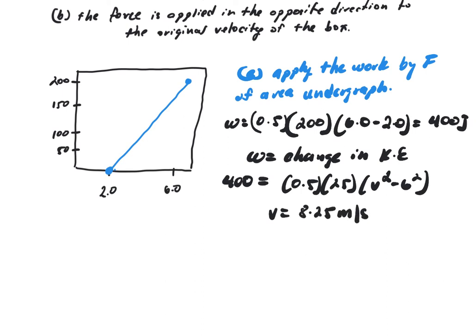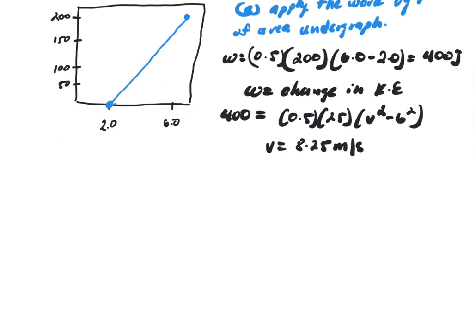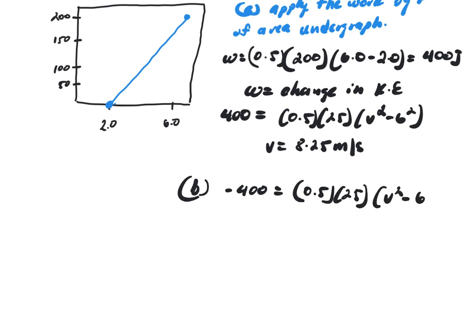For part B, it's going to be negative 400 equals 0.5 times 25 times (V squared minus 6 squared), which gives a velocity of 2 meters per second.